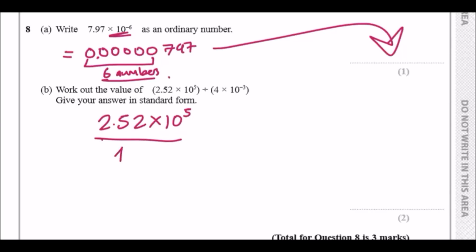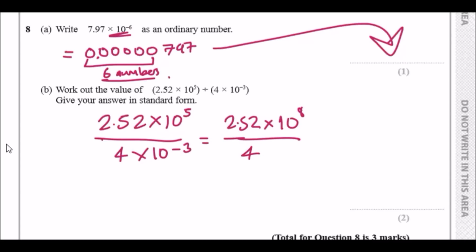So it'll be over 4 times 10 to the negative 3. Okay, so now looking at this one, firstly look at the tens. We have 10 to the power 5 over 10 to the power negative 3. When you're dividing terms, you're subtracting the power. So it'll be 5 minus negative 3, which is the same as 5 plus 3. So the solution will be 10 to the power 8. So it'll be 8 up here. And then this cancels out. So we've got 2.52 times 10 to the power 8 over 4 now.